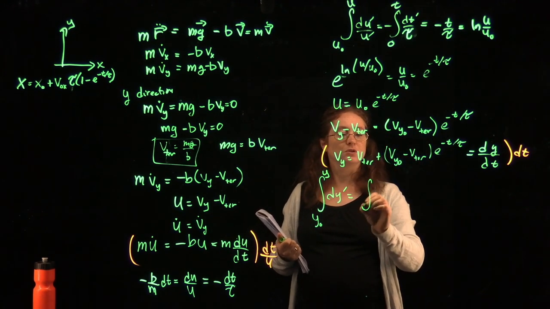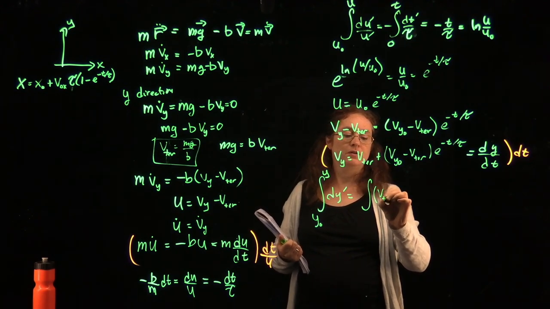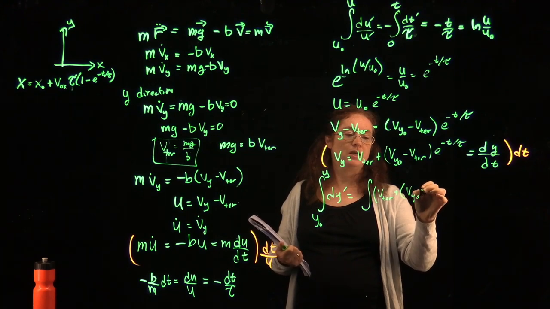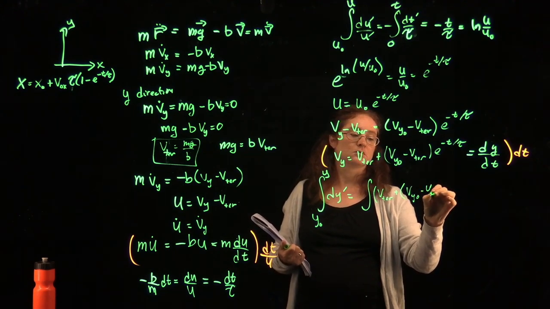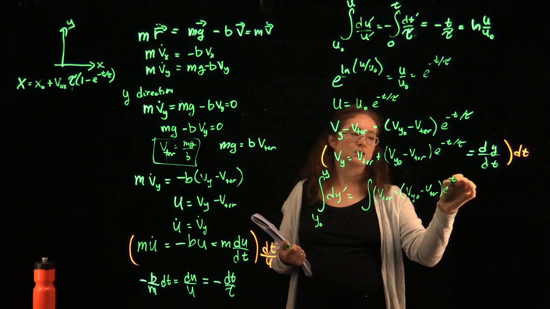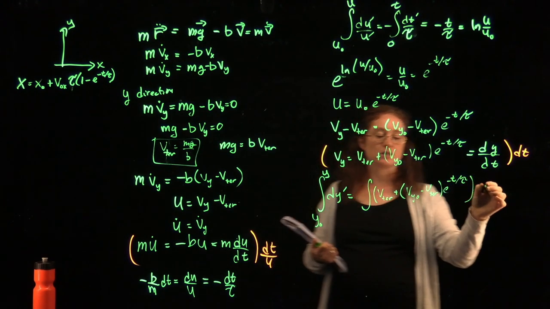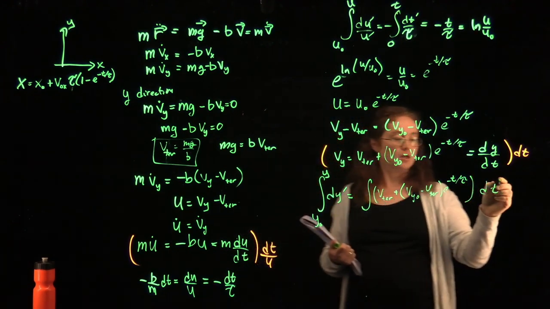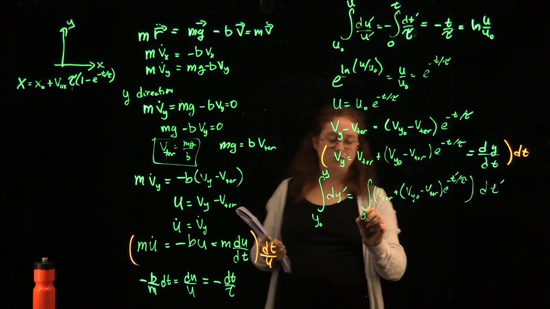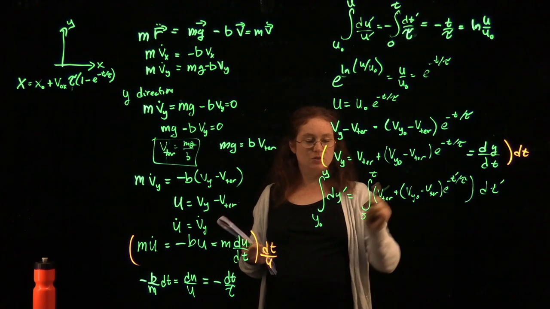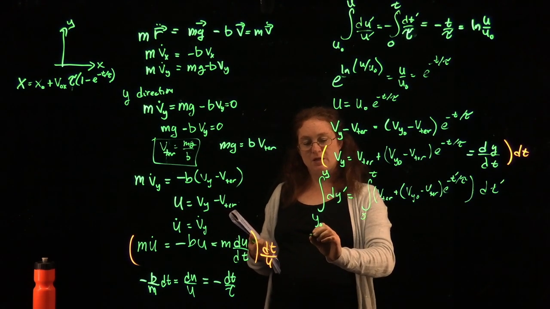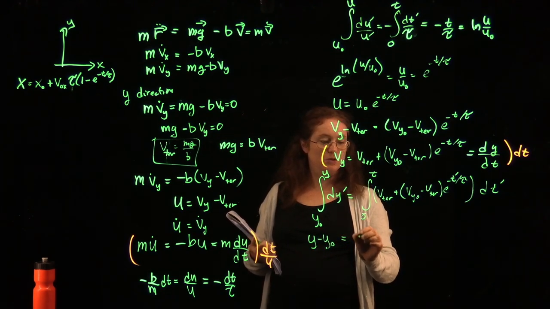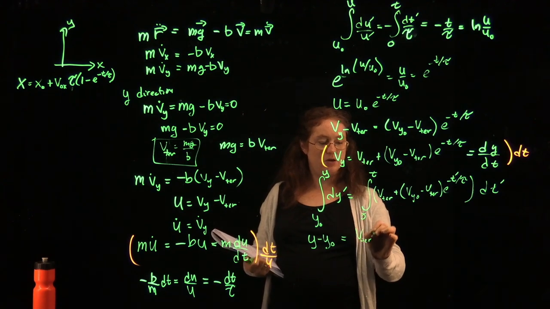This is equal to the integral of v ter plus this mass e to the negative t over tau. Here I have lots and lots of parentheses to make sure that I'm multiplying by dt. I'm going to call my integration variable t prime so that I can integrate all the way to t. And this gives me y minus y0 equals v ter times t.